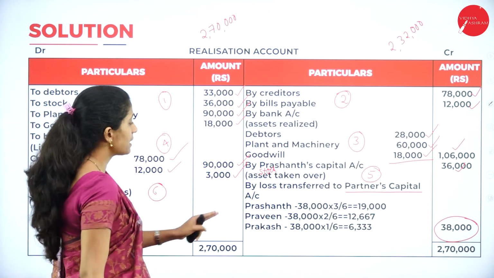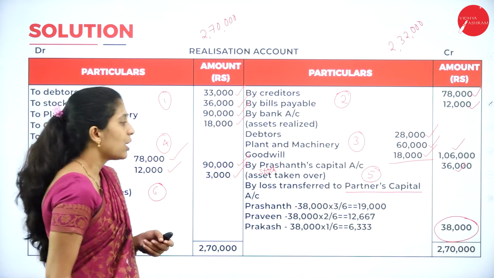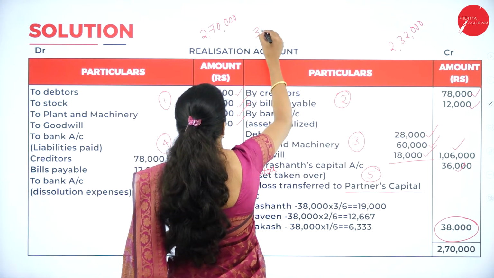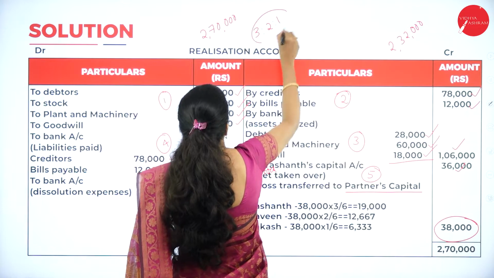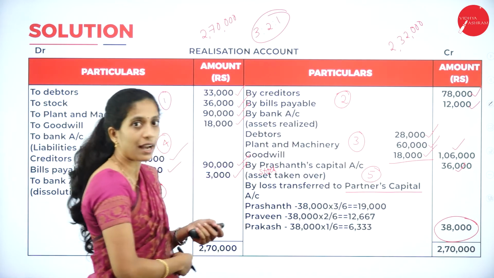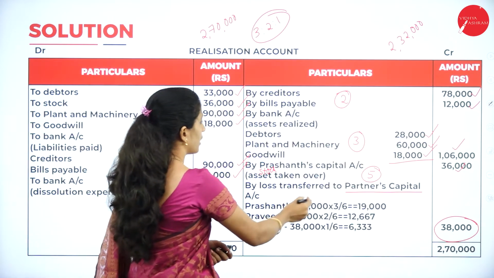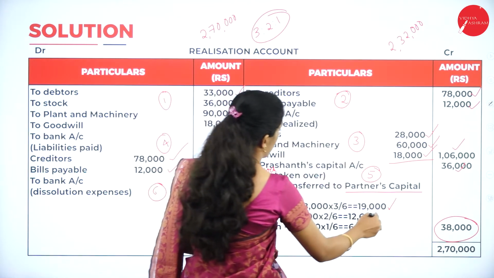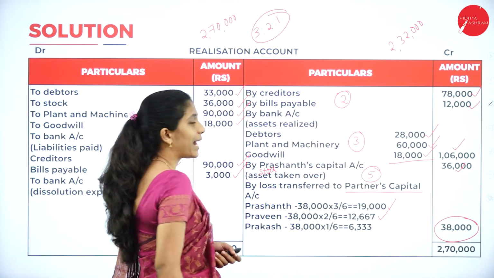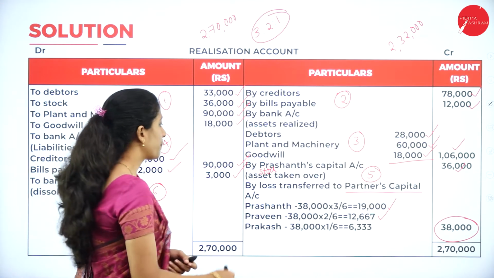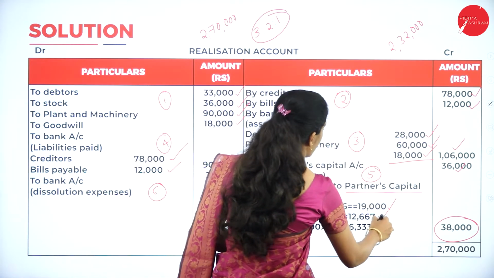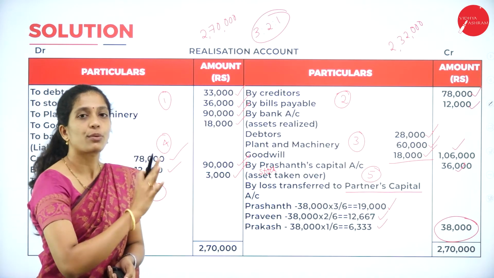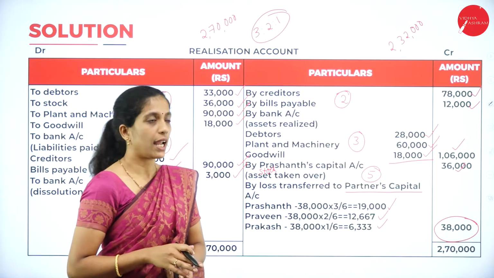Now who are the partners? Prashant, Praveen and Prakash. What is the loss? 38,000 and the profit sharing ratio is 3:2:1. It is 3/6, 2/6 and 1/6. So 38,000 into 3/6, 19,000. Whereas for Praveen, 38,000 into 2/6, 12,667 and Prakash 38,000 into 1/6, 6,333. So this is how you are going to prepare your realization account.